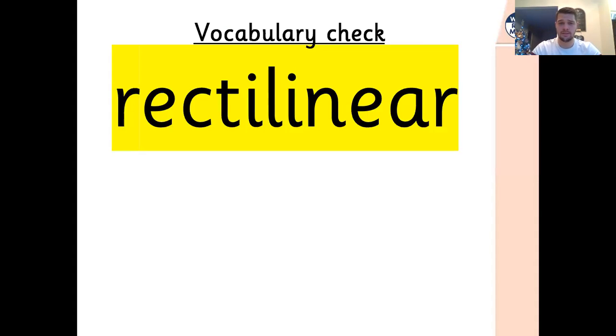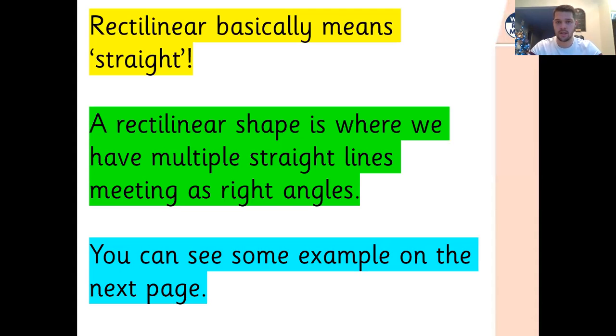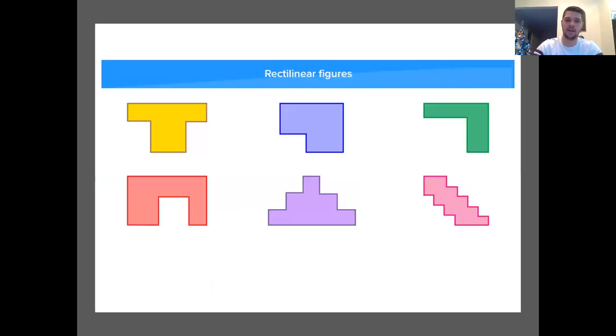So rectilinear, this again is a good opportunity to pause the video and see if you can find out what it means if you're not too sure. This isn't the easiest term. So what it basically means is straight. It's referring to the lines. So a rectilinear shape is where we have multiple straight lines, and quite often within that shape, we have some meeting at a right angle. Okay? You can see some examples of these on the next page.